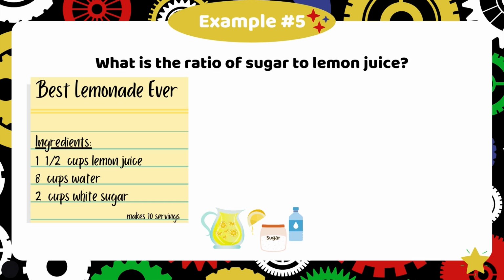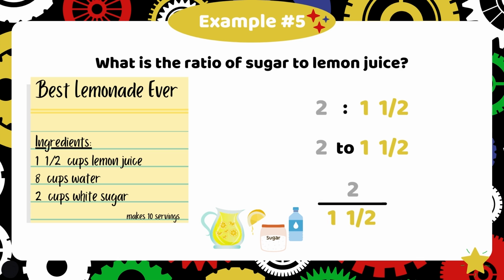The ratio of sugar to lemon juice can be written as the amount of sugar that we need to the amount of lemon juice that we need. So that would be 2 to 1½. What this ratio means is that for every 2 cups of sugar you pour into the recipe, you also need to add 1½ cups of lemon juice.